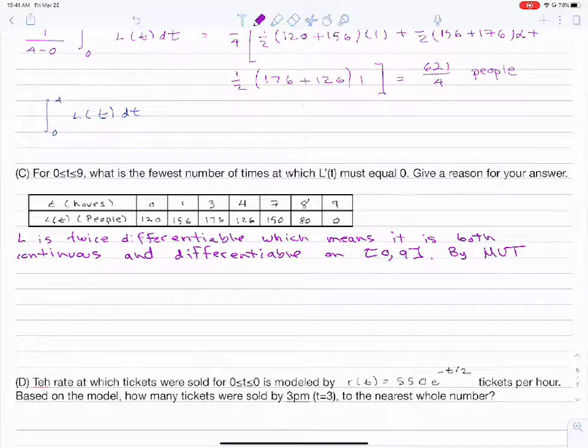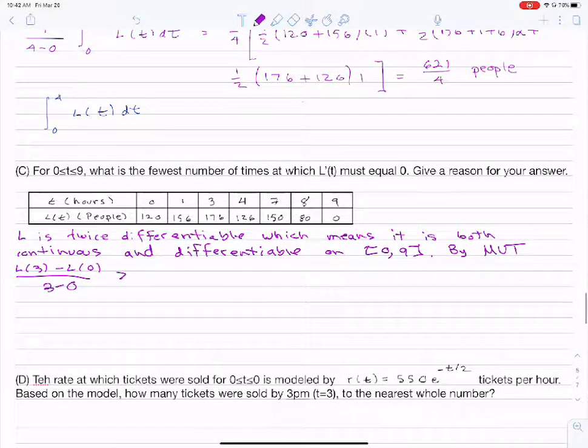So by mean value theorem, I'm going to say L of 3 minus L of 0. Notice what I'm doing is finding the slope of the tangent line from 0 to 3, and I'm noting that that's positive, which means L prime of t somewhere in that interval has to be greater than 0. Okay, so L prime is greater than 0 for just that piece. Let's keep on going.